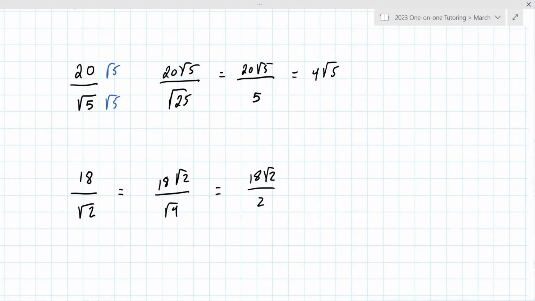So you're basically just combining everything to the lowest point. It always is the case that the bottom becomes a whole number without the root. And then if you can simplify, you try to do that. So then it'd be 9 square root of 2. Perfect.